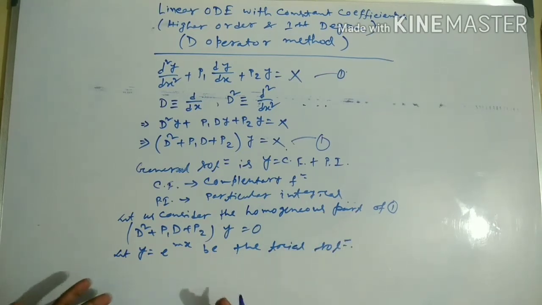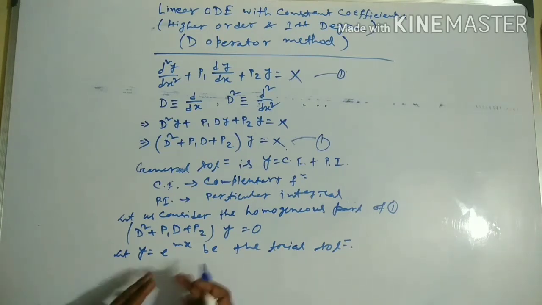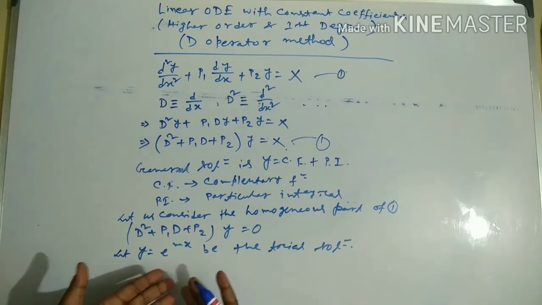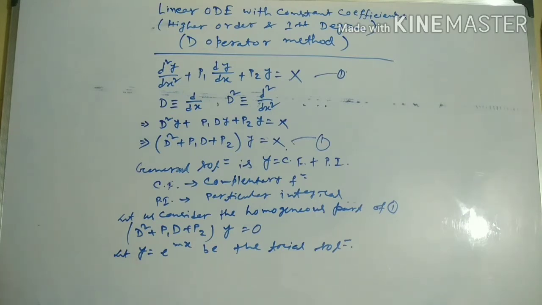Why are we taking this as a trial solution? Because this function will satisfy this equation for certain values of m. Just after some moment we can see this. For some certain values of m, this function always satisfies this equation. Now, since we assumed that e to the power mx is a trial solution of this equation, I am putting this function in place of y.